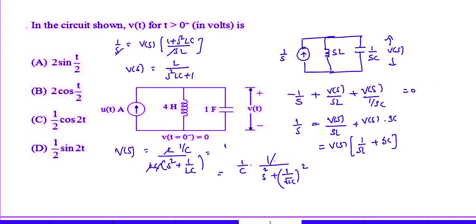So I multiply 1 by root LC and divide LC here. So I get root L by C into sin (1 by root LC into T). Correct, S will come. L is given as 4, C is 1, so root 4 into T. So sin of T by 2, so 2 sin T by 2 is the answer. Option A is the answer.